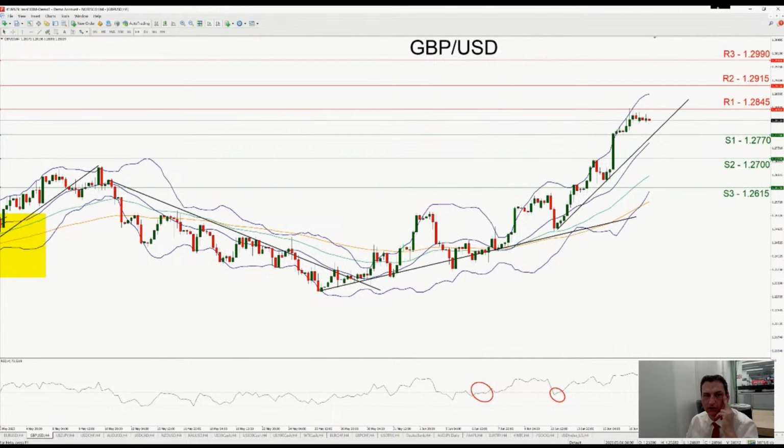For a bearish outlook, I would require the pair to drop, break the upward trend line mentioned, but also break the 1.2770, and start aiming for the 1.27, nothing less.